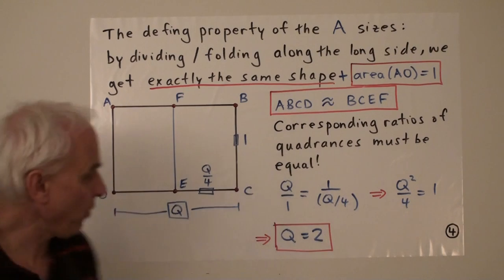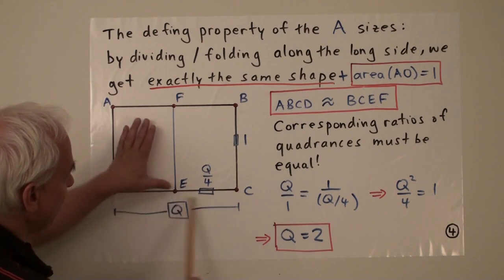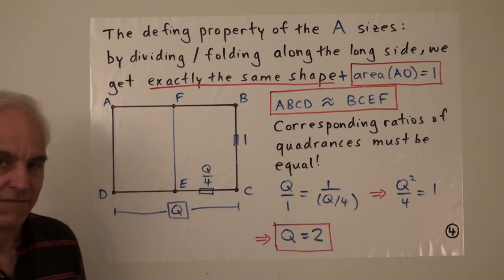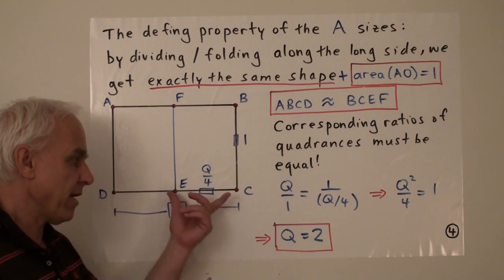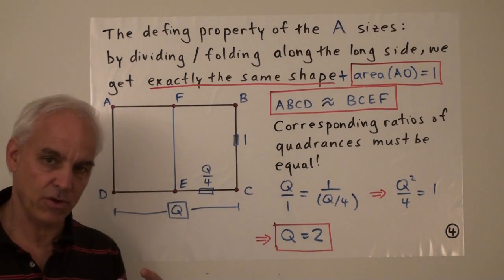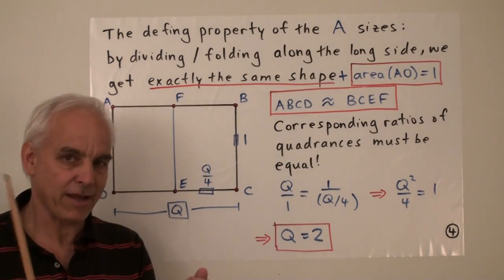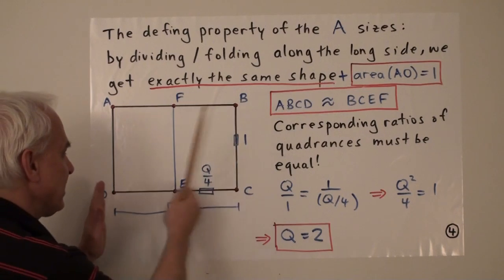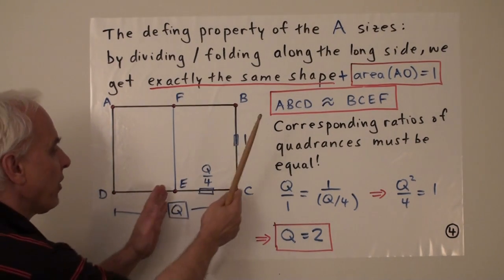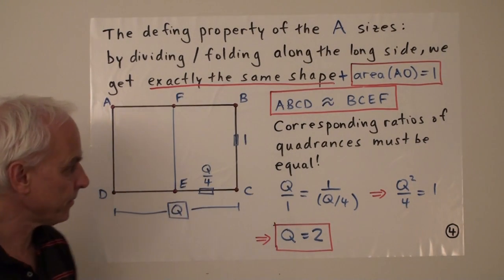Okay, so now if we fold this thing in half, we get this smaller rectangle of half the size. Then the quadrance from here to here is not half of Q, it's 1/4 of Q. Because Q is a quadratic quantity, and when you divide the segment into 2 equal pieces, the quadrance divides by 4.